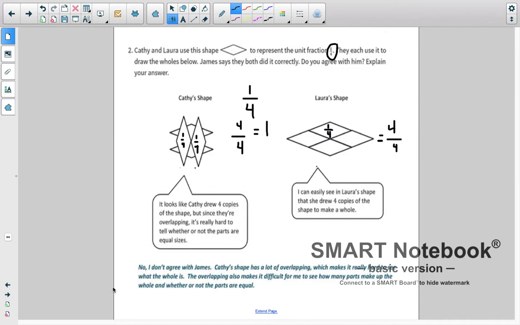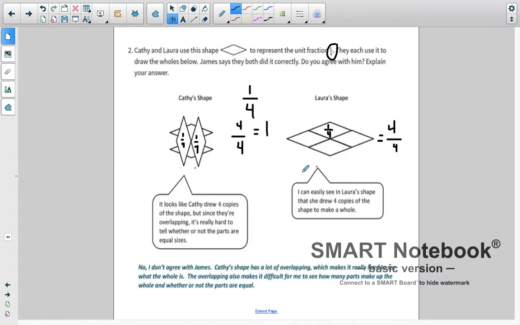So no, I don't agree with James that they're both correct because Kathy's shape is overlapping and that shows me that I don't know that they're equal sizes. But Laura's is correct because I see all of the pieces and I also see that she has 4 pieces. They all equal 1/4. That gives me 4/4 and she showed me the right way to do it.